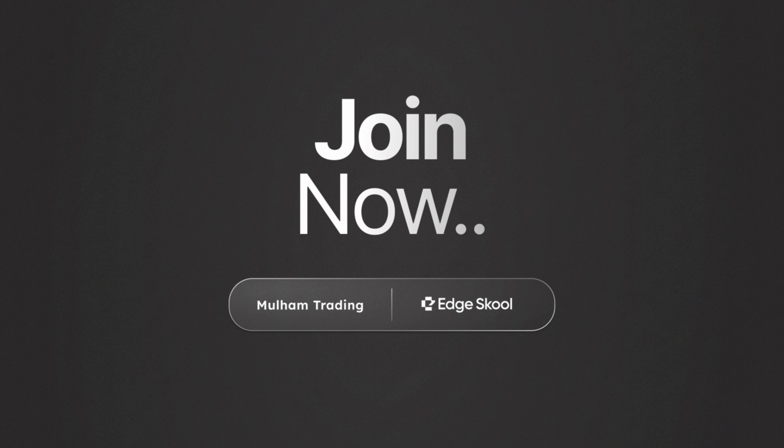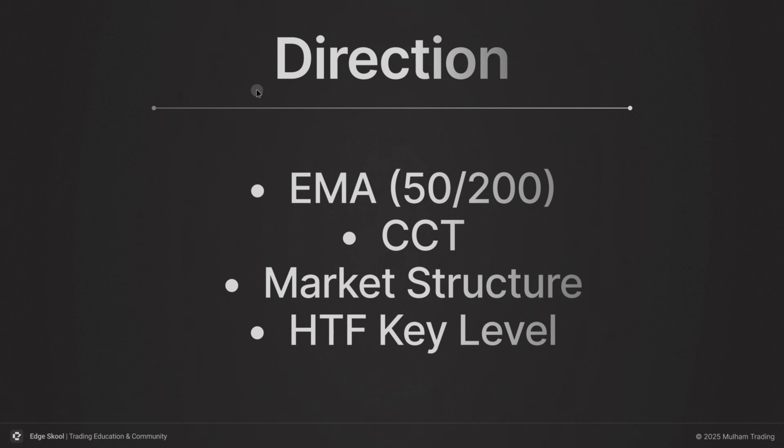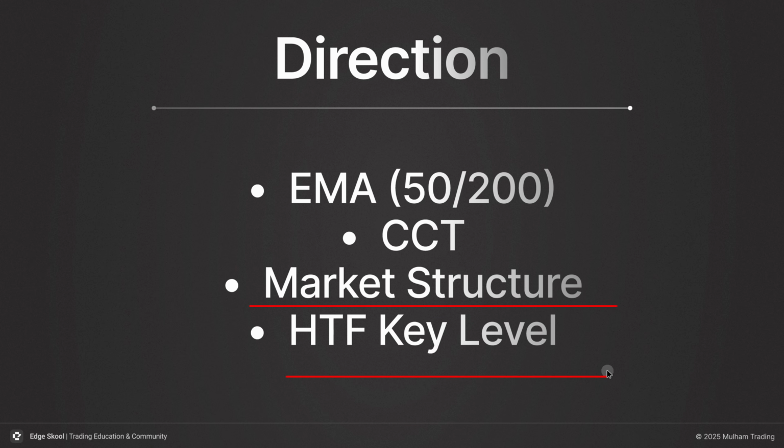Now, the first concept to understand is the direction, because we're going to be looking at highs and lows. We're going to be looking at some setups. How do we identify the direction? There are a lot of different ways. We can use moving averages, either the 50 or the 200. We can use CCT or candle continuity theory. We can just depend on the market structure or trade off a higher time frame key level. All of these, and you have the freedom to use any.